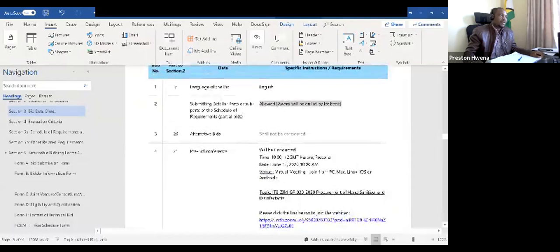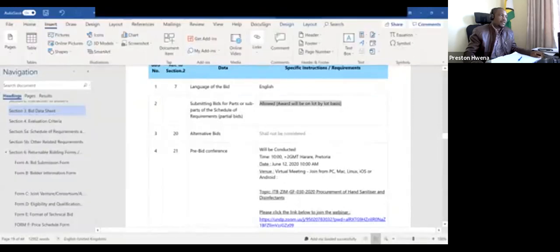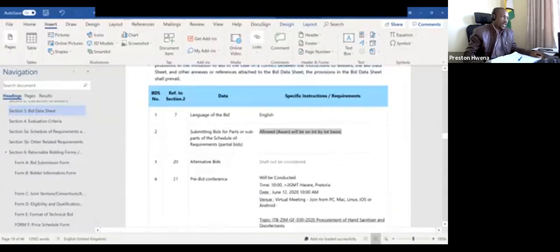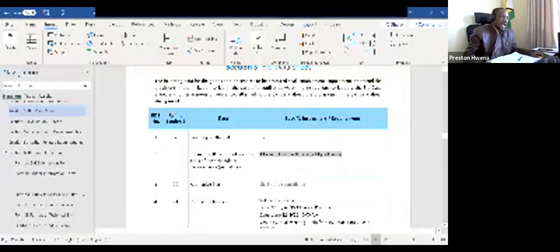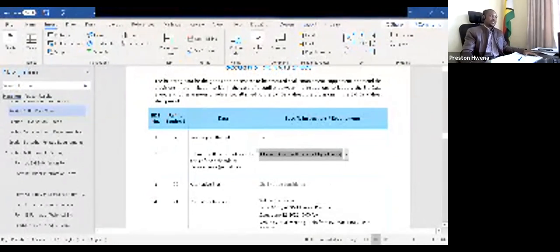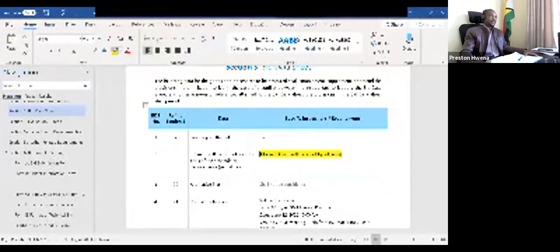So this is where I was with number 2, where it says submitting of bids for parts or subparts or schedule of the requirements. Here it said allowed bids will be on lot by lot basis. So we'll consider lot number 1 as separate from lot number 2 and as separate from lot number 3 and the rest. So we'll allow you to submit your bids on lot by lot basis. Thank you. Any other questions?